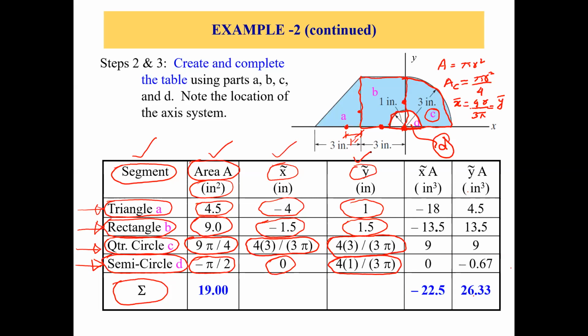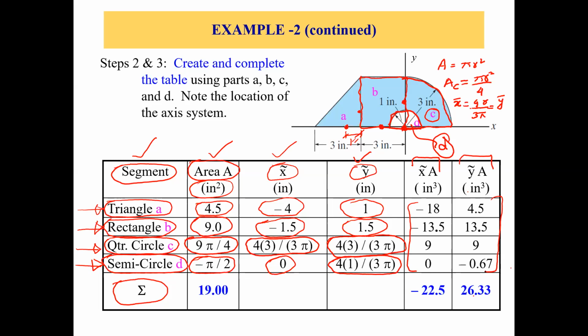Okay, now let's talk about the next 2 columns, which are just the multiples of the initial columns. So x bar times area and y bar times area will give us these values. It's just simple multiplication, so let's not go into the details.